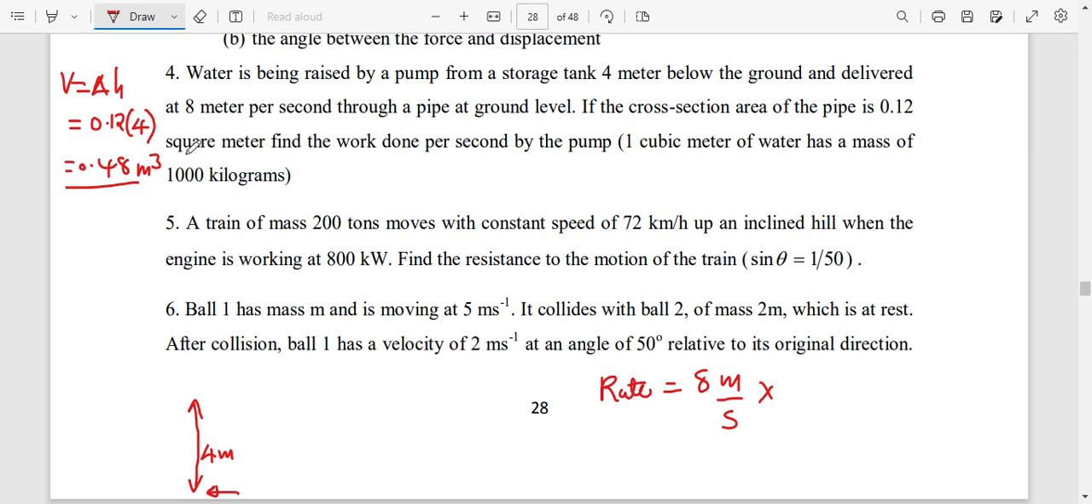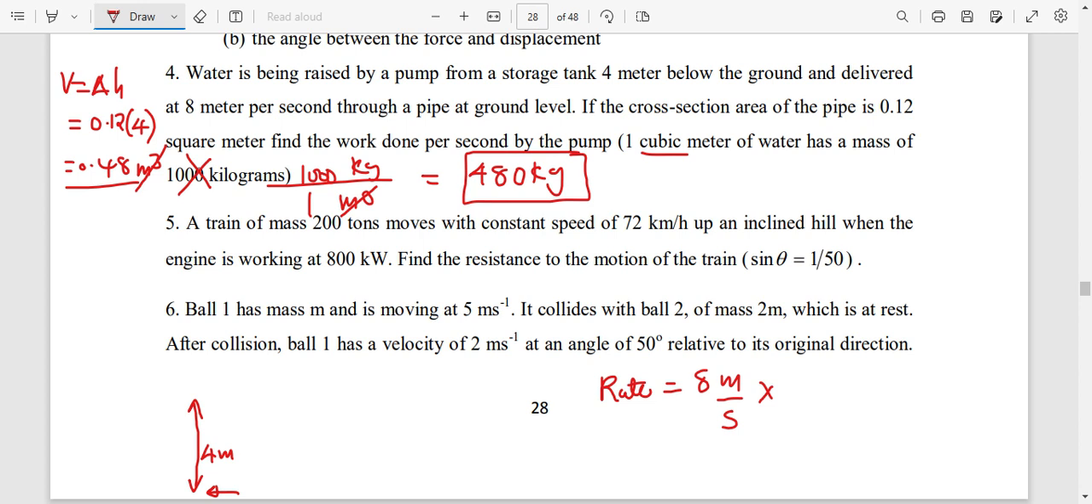Now I'm going to multiply this by cubic meters down and kg on top. What you've been told is that 1 cubic meter is equal to 1000 kg. So the cubic meter cancels with the cubic meter. If we multiply 0.48 by 1000, we are going to get 480 kg. So this is the mass of water that is flowing from the pump.